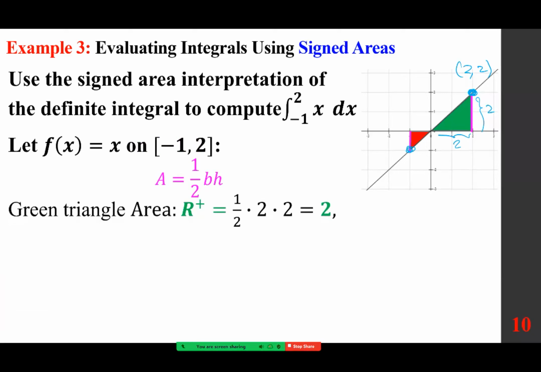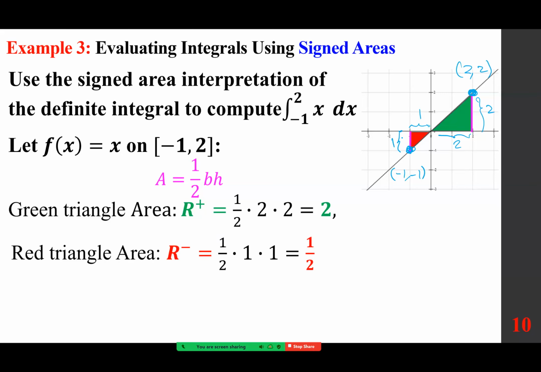This has coordinates -1, -1, which means this distance is 1. We are looking at distance. So the area for the red one is half of 1 times 1, which is 1/2. The difference, that means 2 minus 1/2, is the answer, which becomes 3/2. So what we did, we used difference of areas, signed areas, difference of areas. Area above the x-axis is considered positive, below the x-axis considered negative.